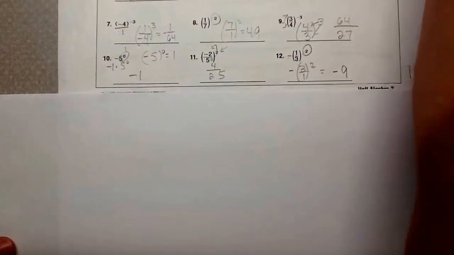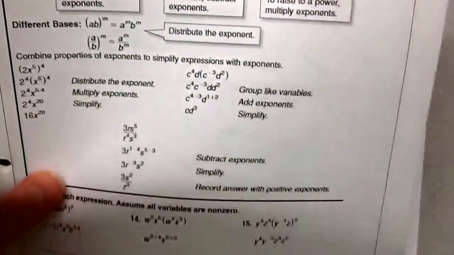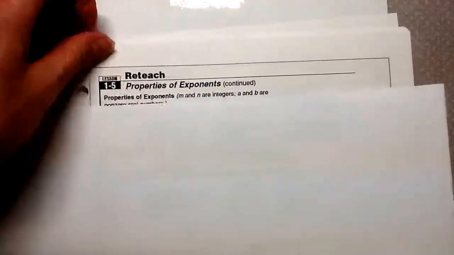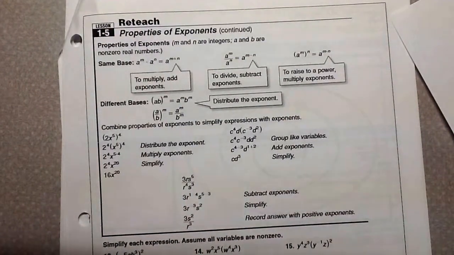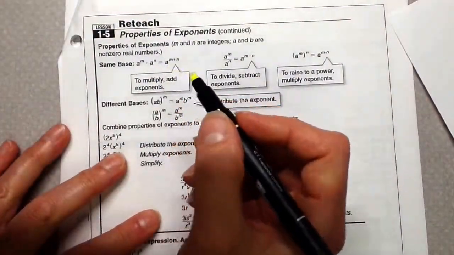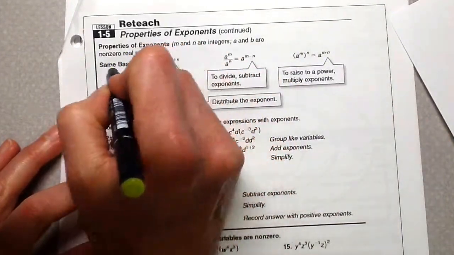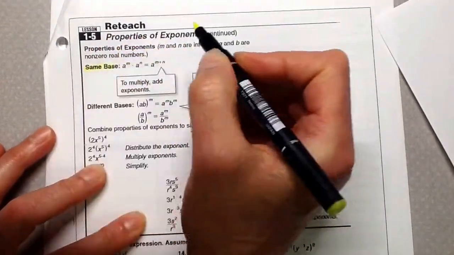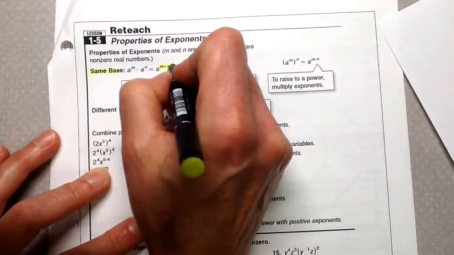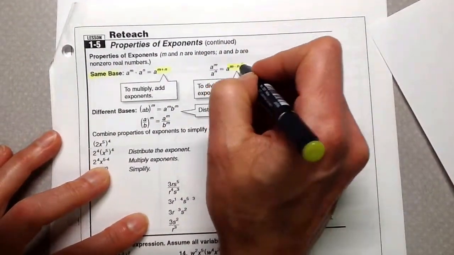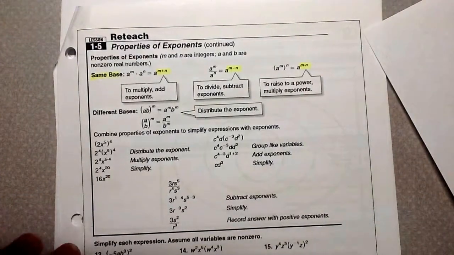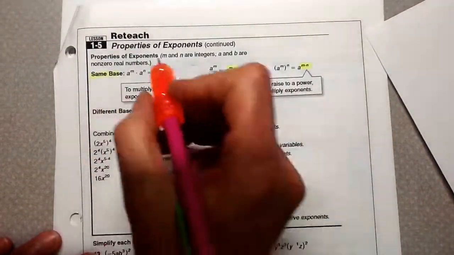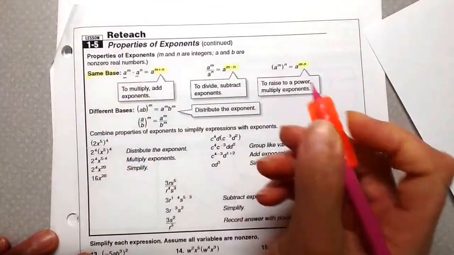All right, we're going to flip that over, and we're going to do some properties of exponents. So with your properties of exponents, there are 3 properties that we're going to go over. When you have the same base, there are three different things that happen, but you first need to make sure your bases are the same.